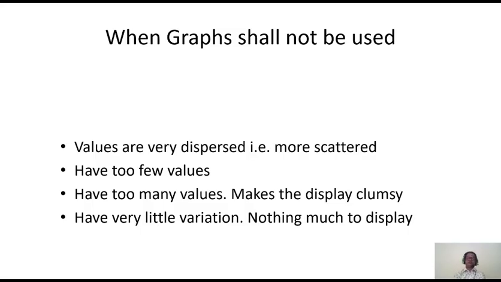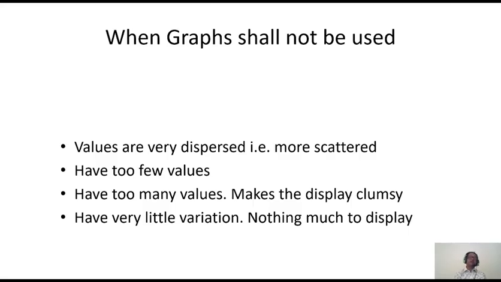If you have too few values, in case the values are very few, then also it is not beneficial to represent them with the help of graphs. Too many values, if there are too many values in a graph, it looks very clumsy. So it looks overpopulated with observations, data, and along with the dots or bars, whichever you have, you also want to put the data levels, then it looks more clumsy. Really, you should avoid those. And very little variation, nothing much to display.